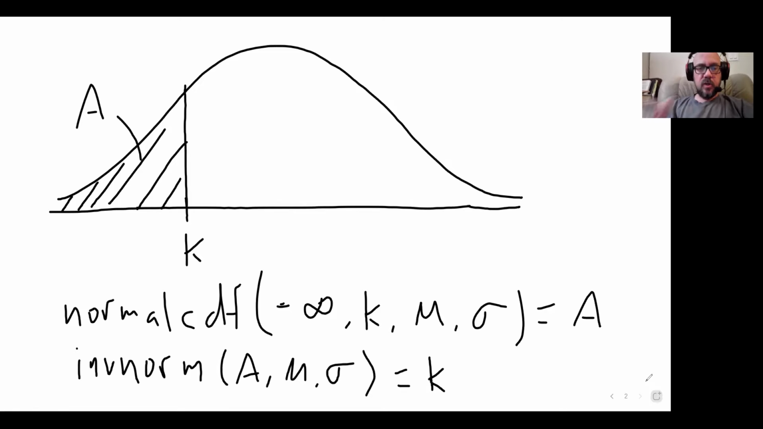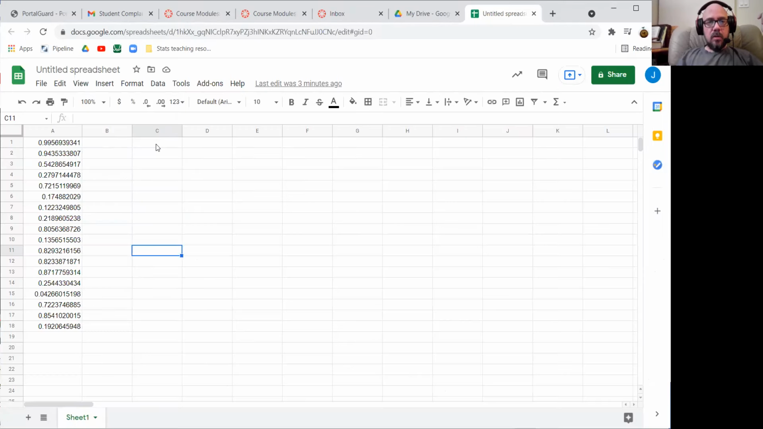So here's the idea. Normal CDF takes in a value, like an X value, and gives you the area up to that value. Inverse norm takes in an area, and it tells you what k that area ends at from minus infinity. There are similar commands in Sheets and Excel, so let me pop back there for a second. And they are NORM.INV. So equals NORM.INV, the inverse normal distribution function.